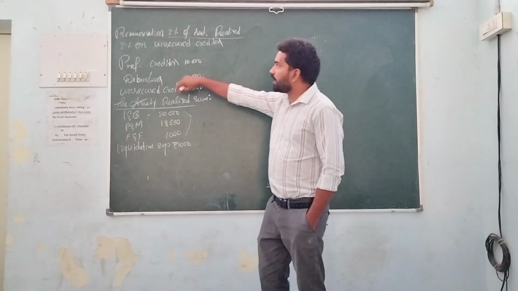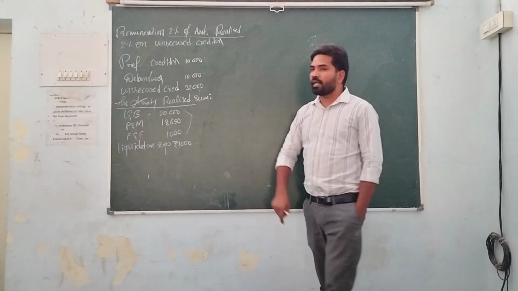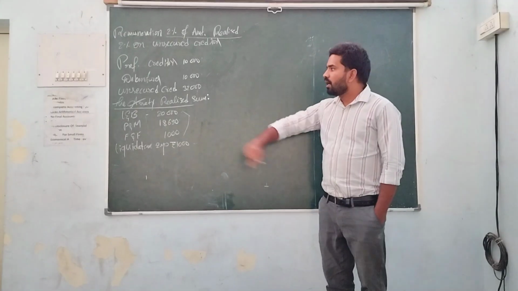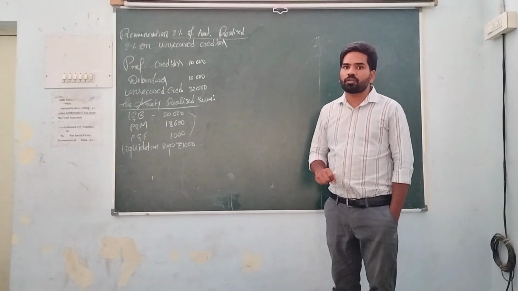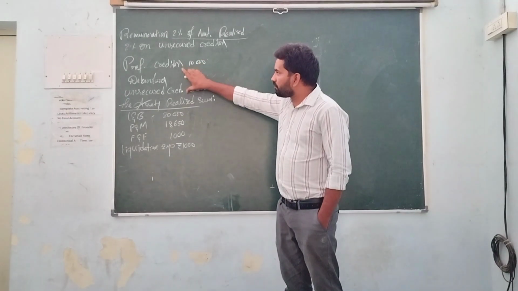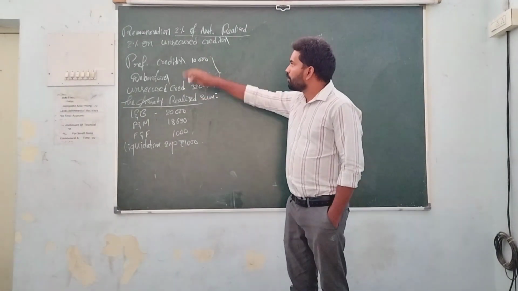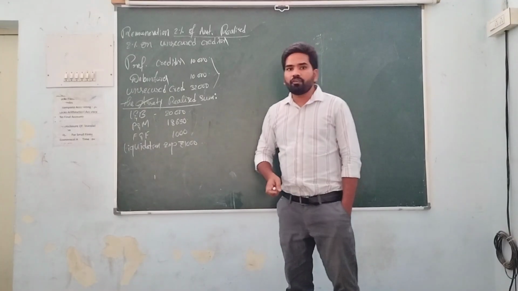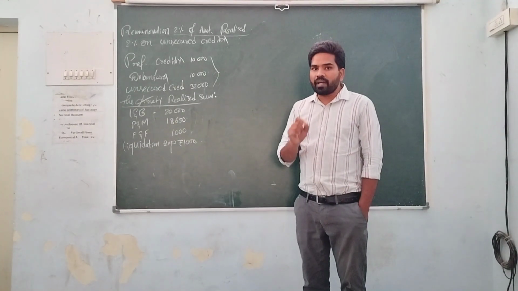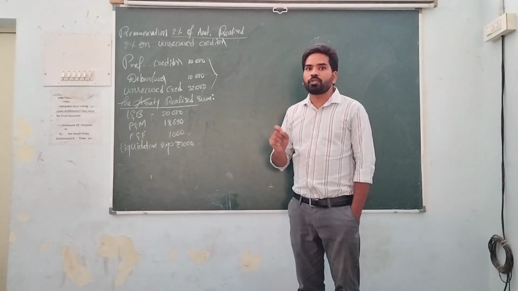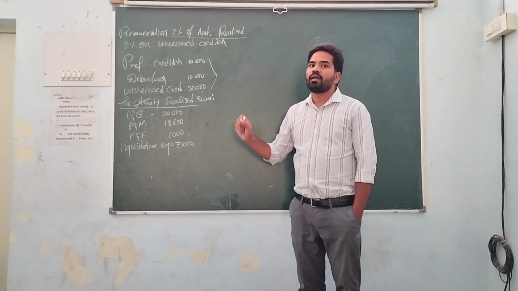The second commission is 2% on unsecured creditors. Here the liquidator receives two commissions: one on the amount realized, the second on the unsecured creditors. At the same time, in the problem they gave liabilities: preferential creditors, debentures, unsecured creditors. When we pay liabilities, the liquidator sells the assets, collects the cash and uses it to pay the debts.